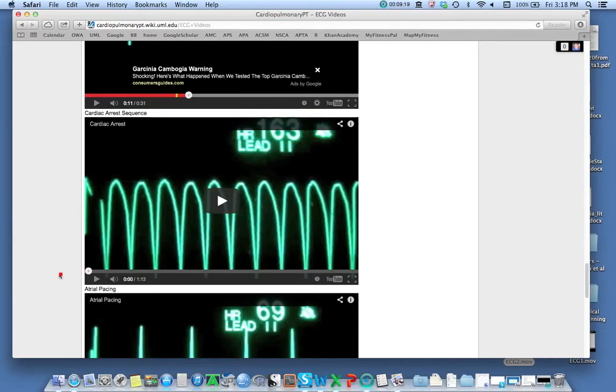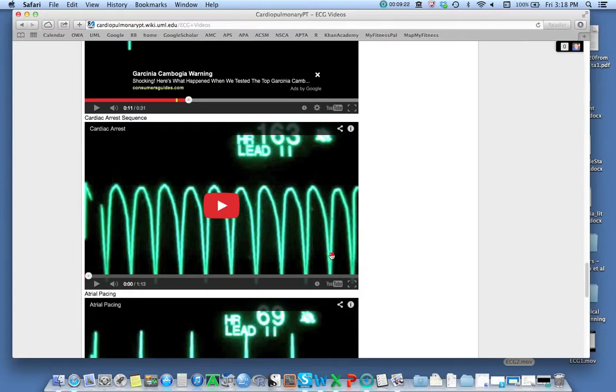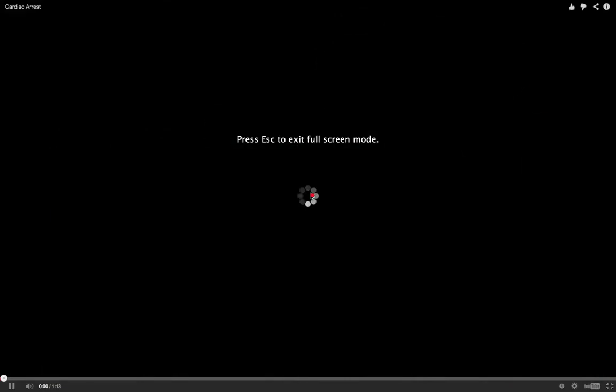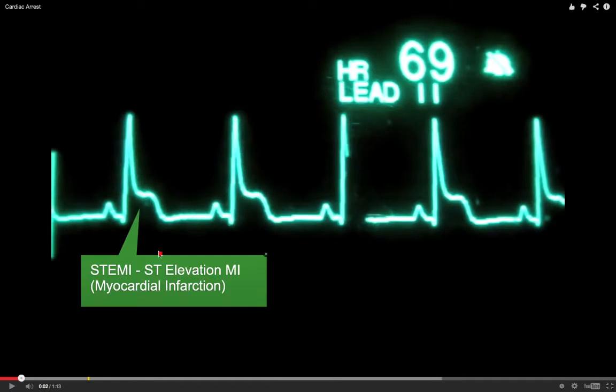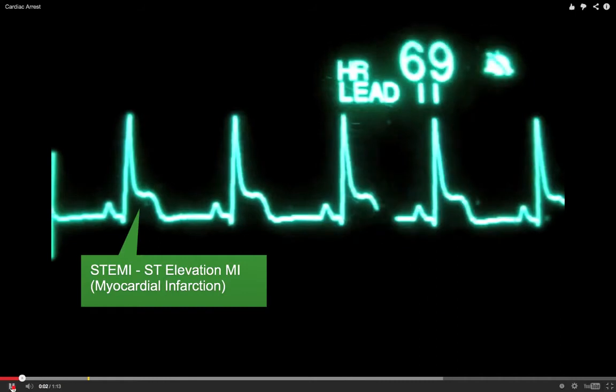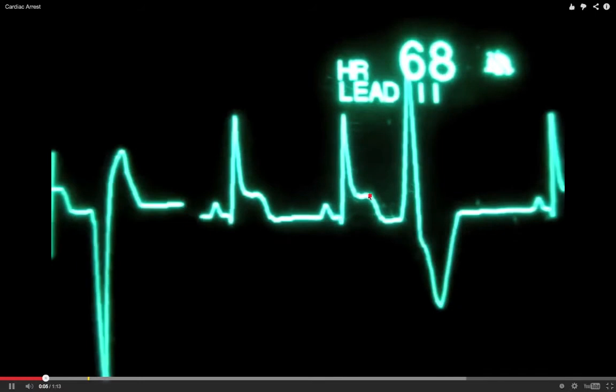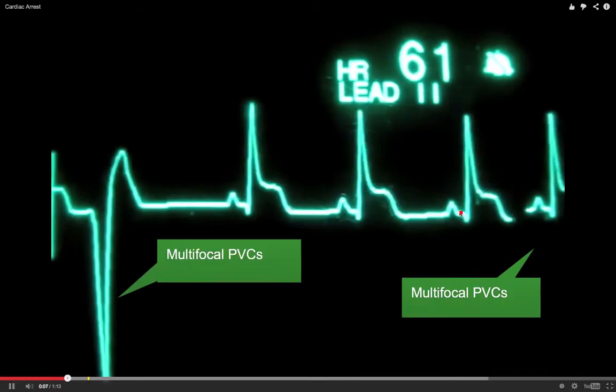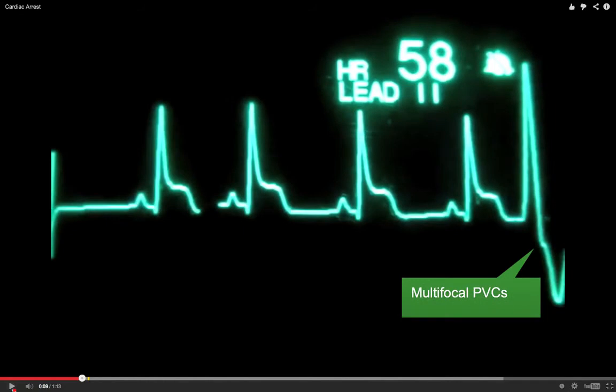Then we have cardiac arrest. So this one here I'll sort of make big and we'll talk about it as we go through it. So first we see the person is having ST elevation, and ST elevation usually leads to myocardial infarction. If somebody has ST elevation that leads to myocardial infarction, it can be called ST elevation myocardial infarction. Myocardial cells are injured. Because they're injured, they start to throw multifocal PVCs. Multifocal PVCs mean we've got premature ventricular contractions from more than one location.